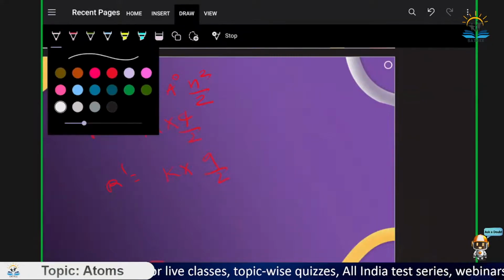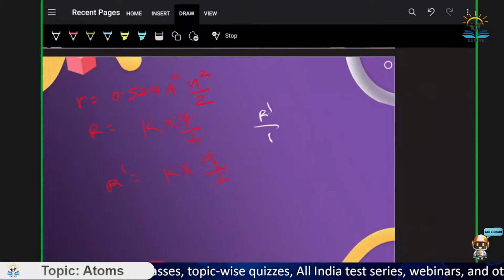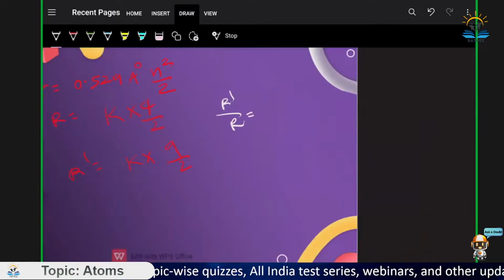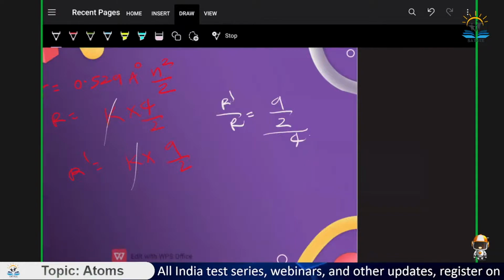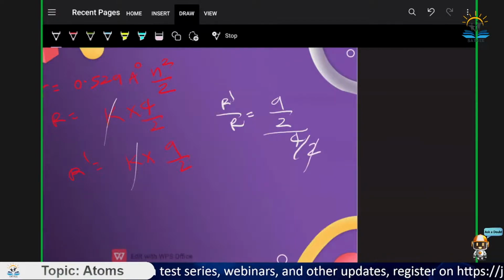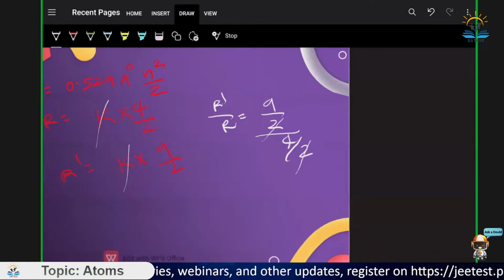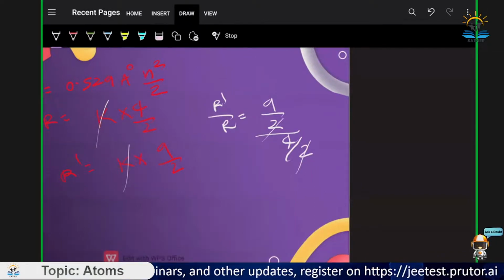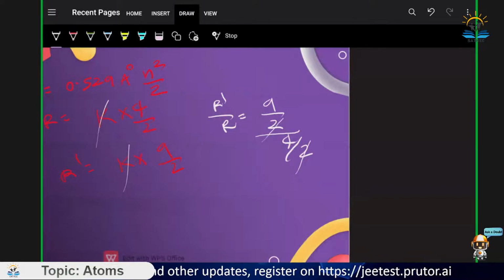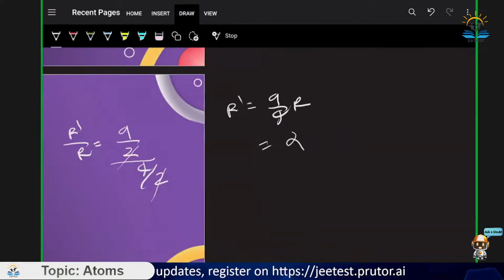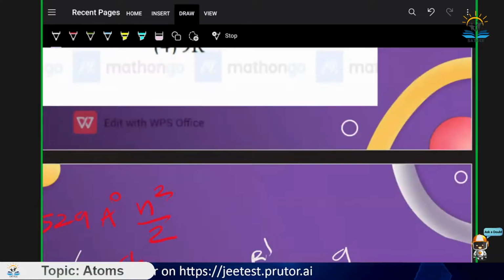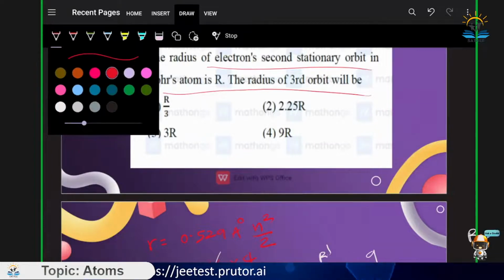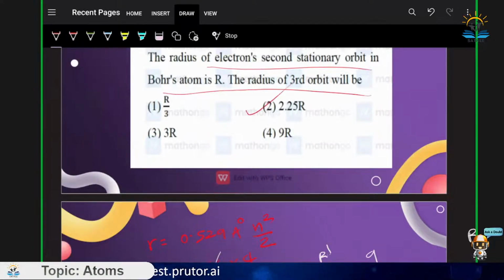Just divide r dash by r. The k's we can cut, so it is 9 by Z by 4 by Z. So how much will r dash be? 2.25 r. So which option? Option number two will be the correct answer.